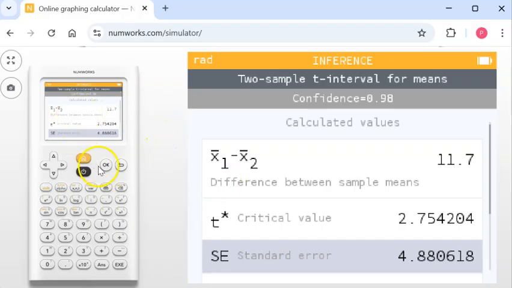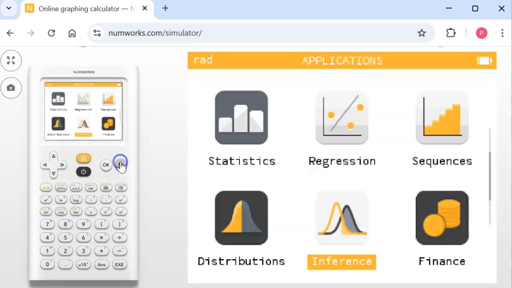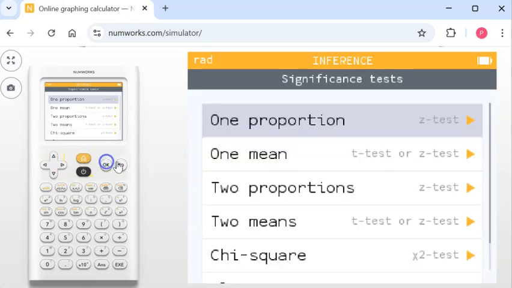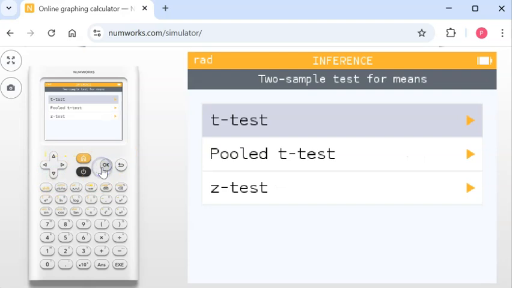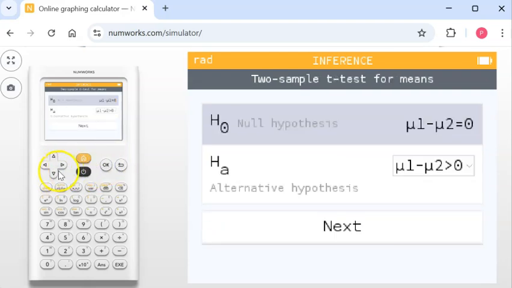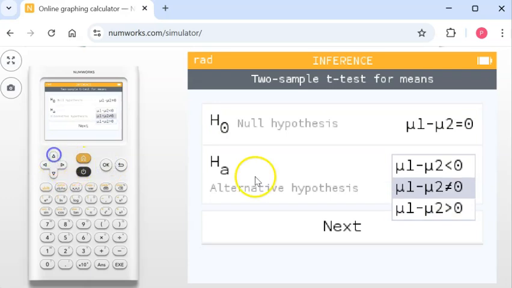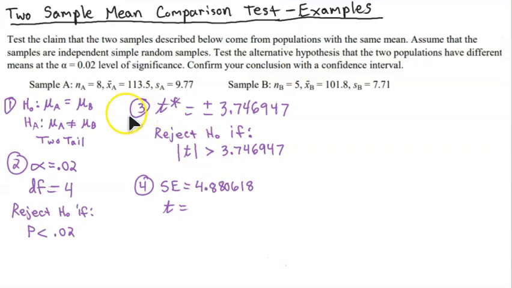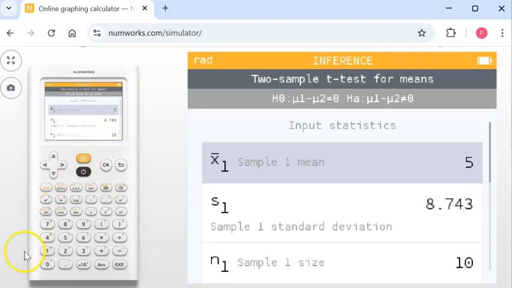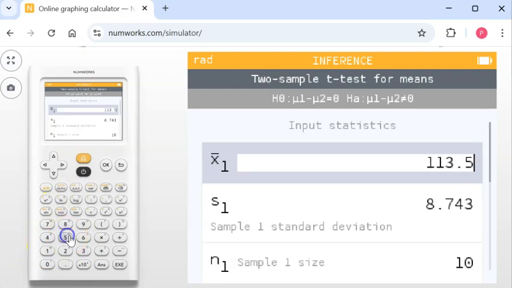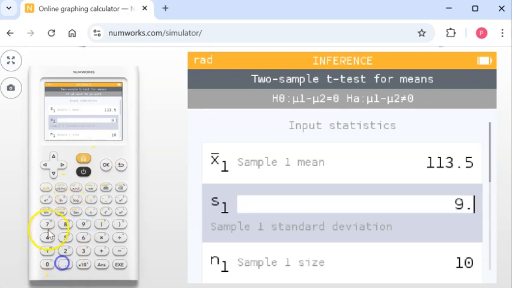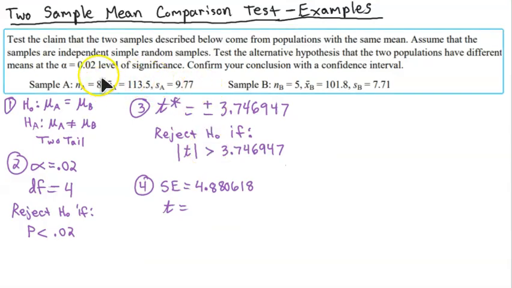But now I'm going to go on, I'm going to go back to inference, and okay, and I'm going to select tests this time so I can get the test statistic, and I'm going to go down to two means, a t-test, and this time my alternative hypothesis is not equal to, so I want to select this one, not equal to. Then I'm going to go down to next, input statistics, x1 is x bar A, which is going to be 113.5, and then standard deviation over here is going to be 9.77. The sample size over here is 8.